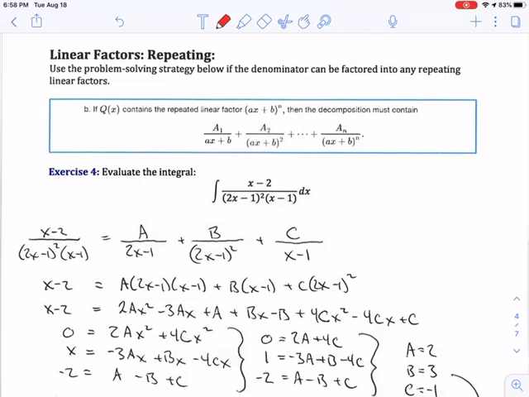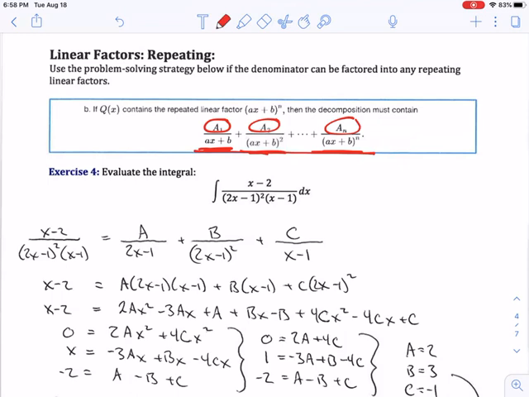In this video, part 2 of my notes from section 3.4, we're going to be looking at repeating linear factors. So what it tells us right here in the rule is, once again, we're putting constants in the numerator. But you'll notice that here's my linear factor, ax plus b. But here I have ax plus b to the second power, dot, dot, dot, all the way up to ax plus b to the nth power.